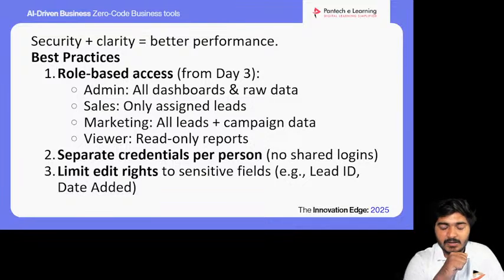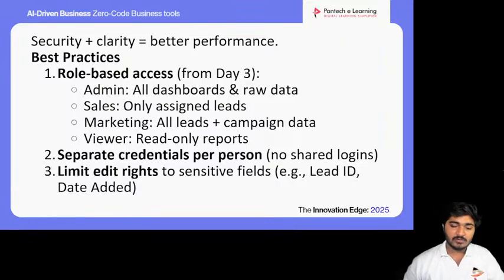Here is what I'm trying to show you: security plus clarity equals better performance. If we have a security function, there will be clarity about who is using a particular element or who is using another element. That clarity is what gives better performance, because they know what they are doing, and it leads to better performance.